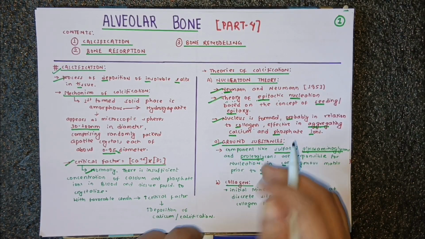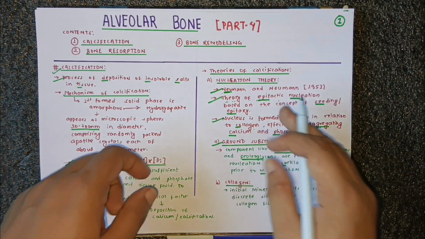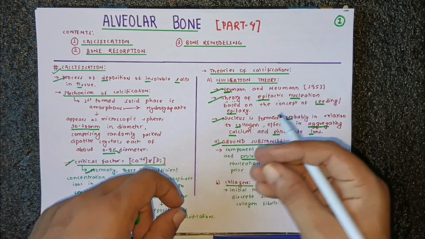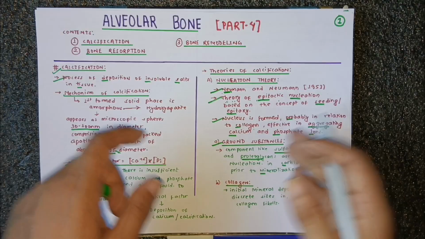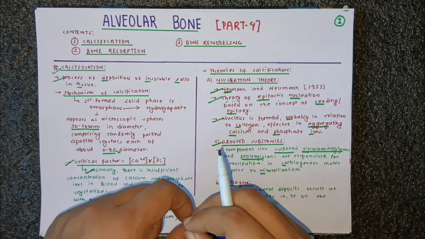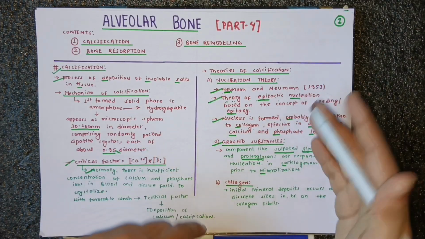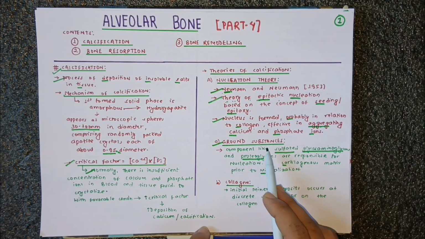In the ground substance of the bone we have sulfated glycosaminoglycans and proteoglycans, which act as a nucleus. They form the nucleus and act as a medium, a center, for aggregating the calcium and phosphate ions, and finally mineralization. So that is the ground substance theory.